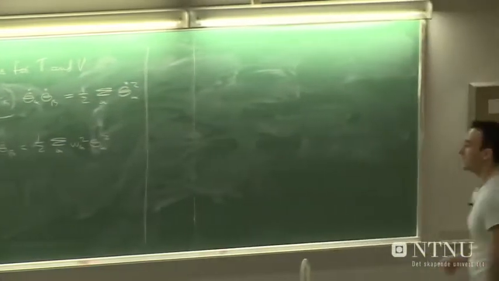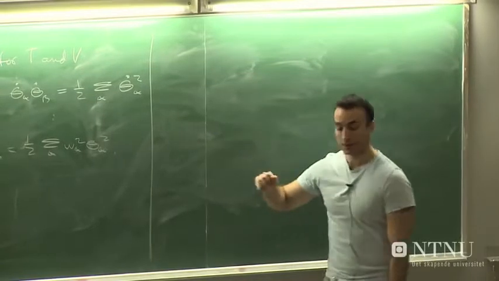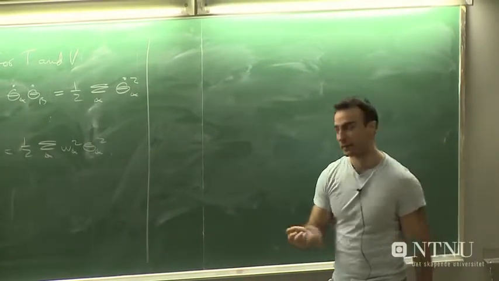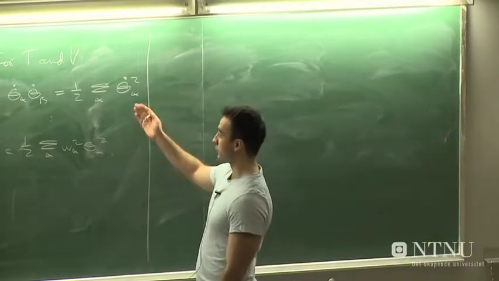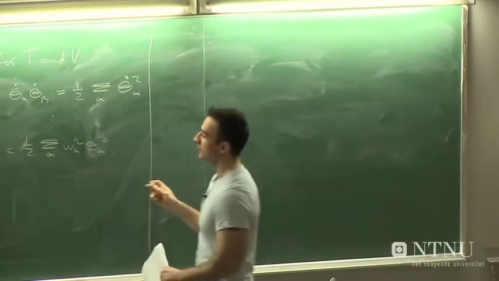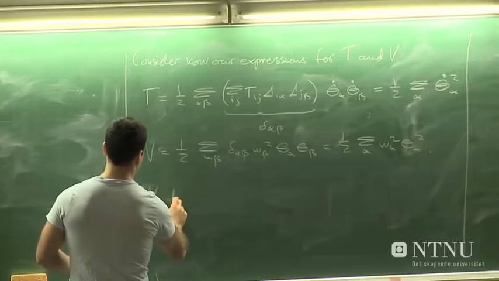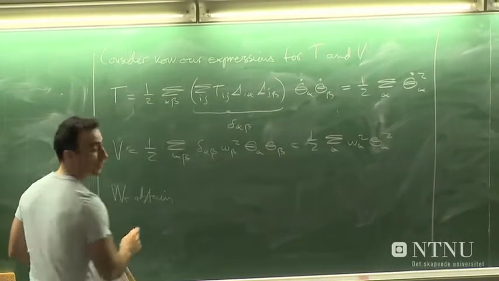We'll start up again, and this is what we left off with. So having now T and V expressed as a sum over the normal coordinates in the system, we obtain the following Lagrangian.